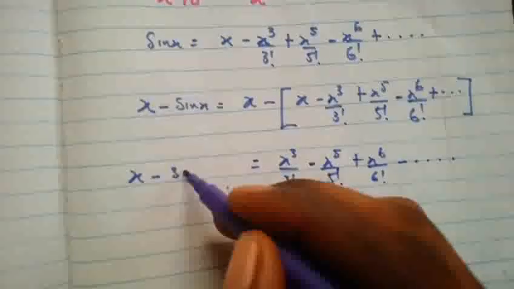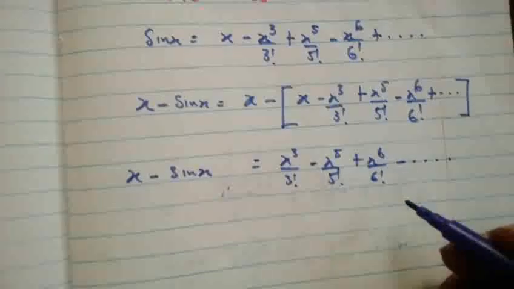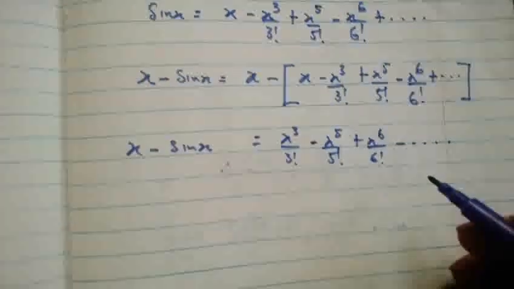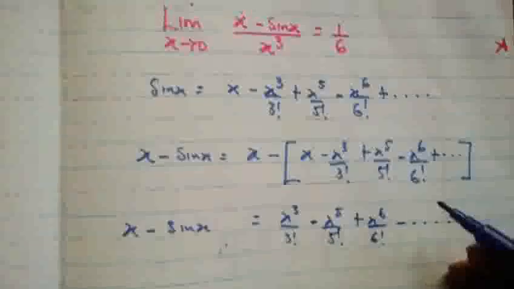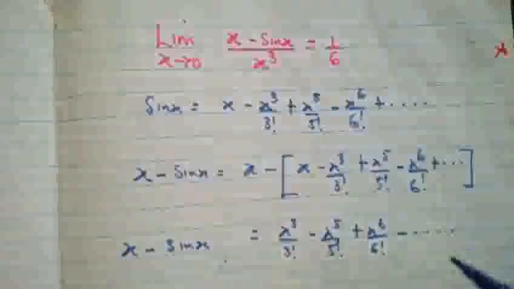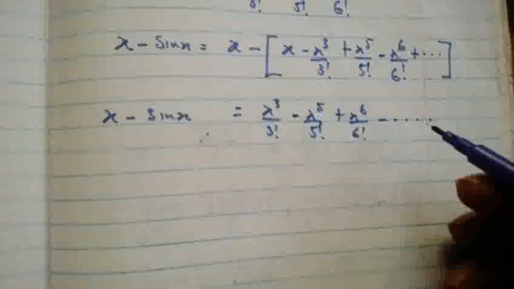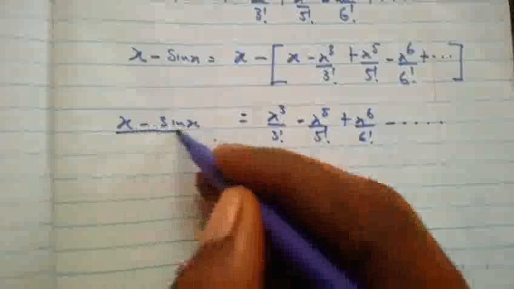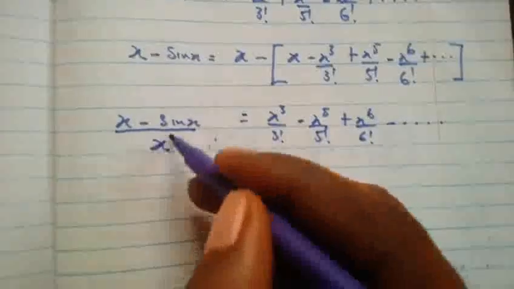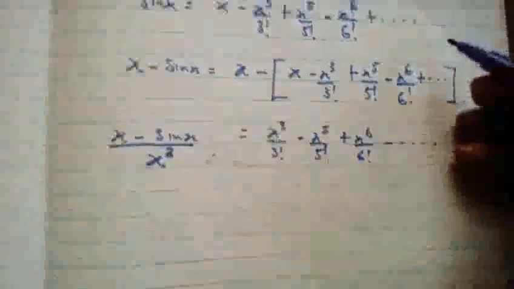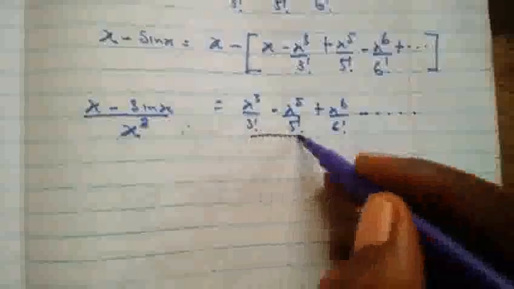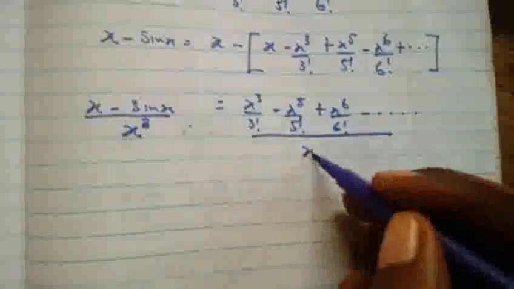Okay, and this is what? x minus the sine function of x. So we're going to divide both sides by x cubed, so that we get exactly the function in this limit. So dividing both sides by x cubed, we get this all over x cubed.